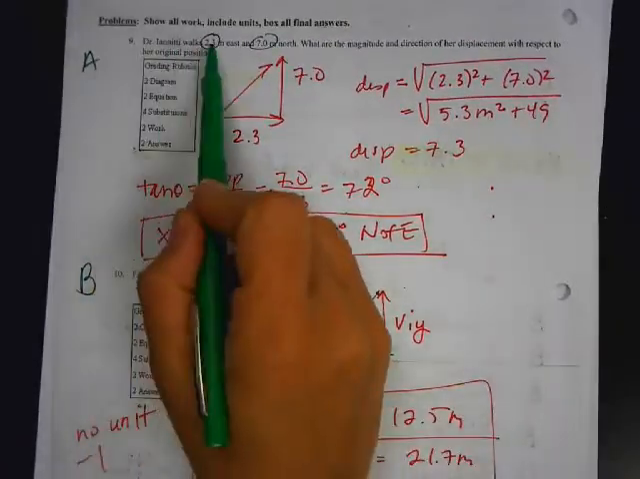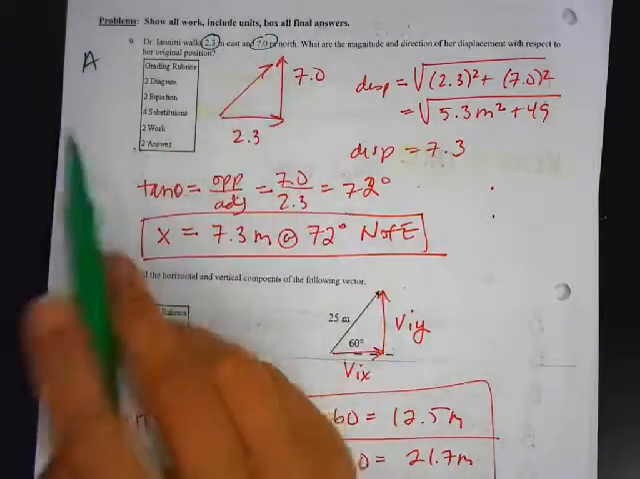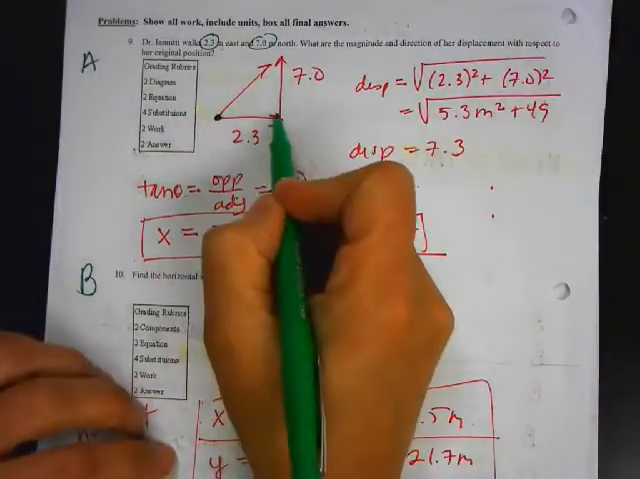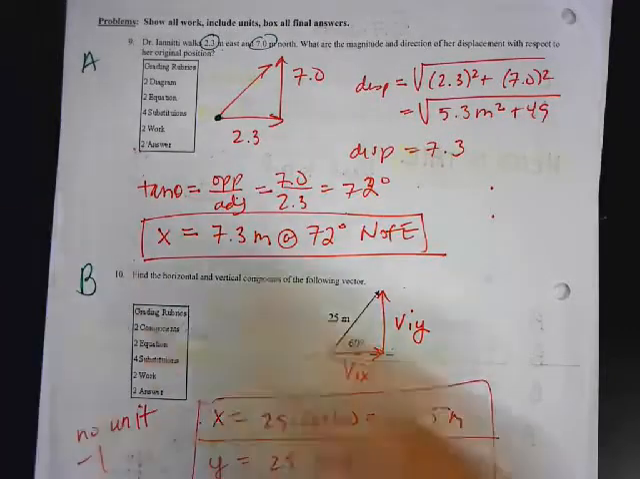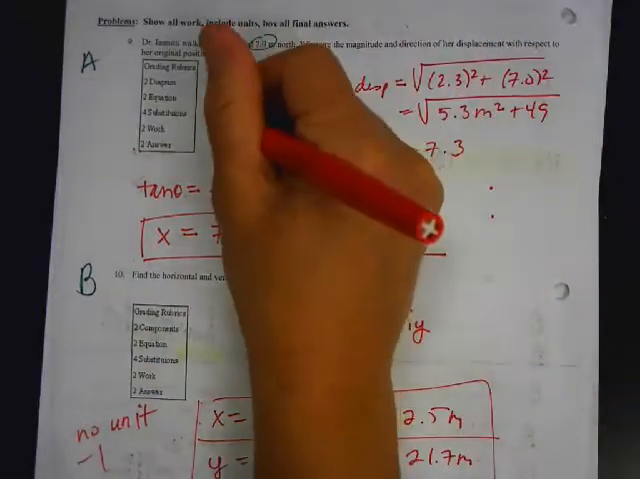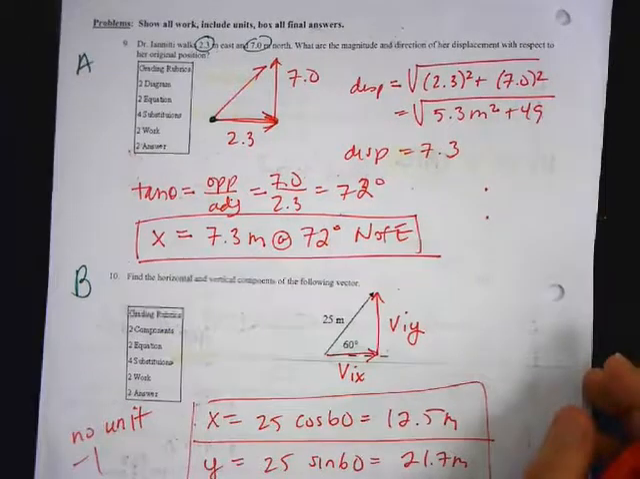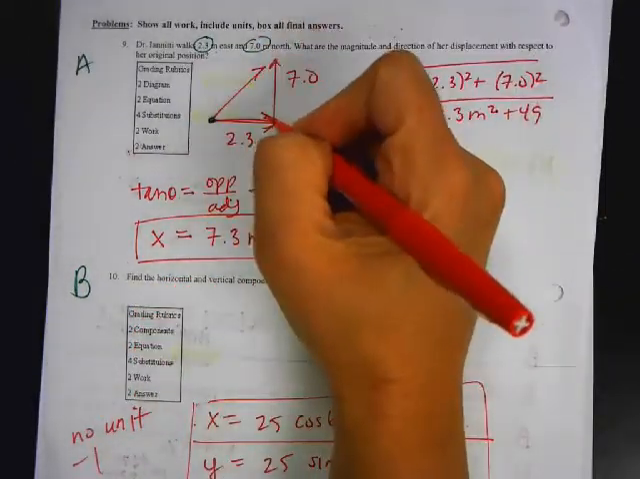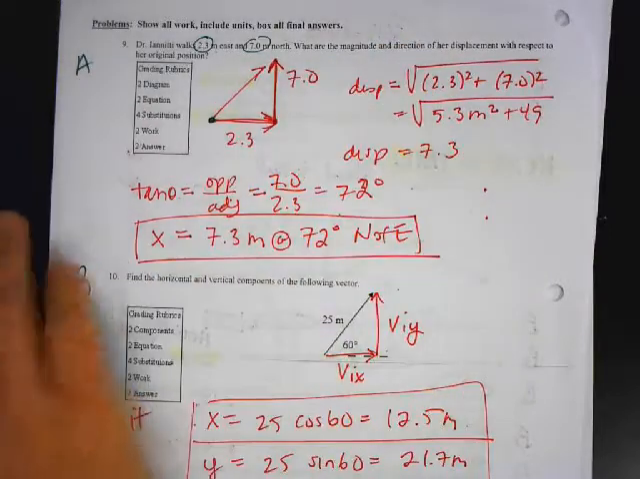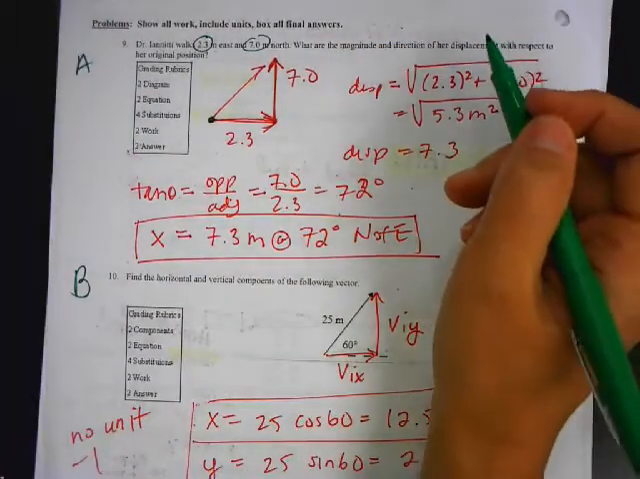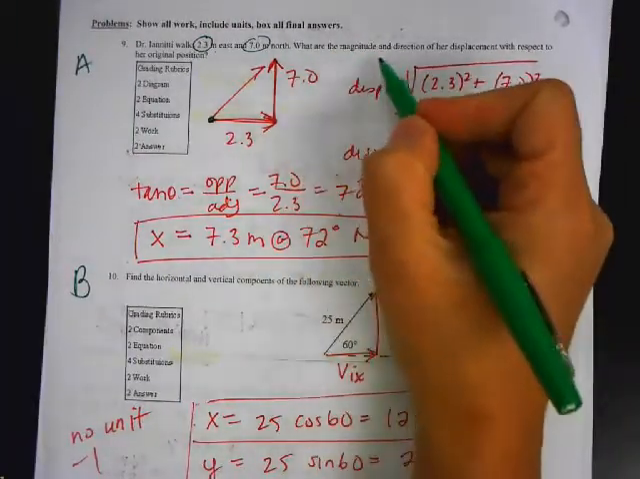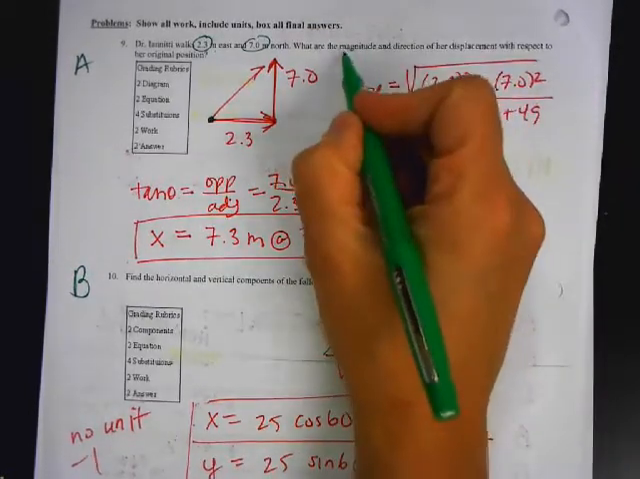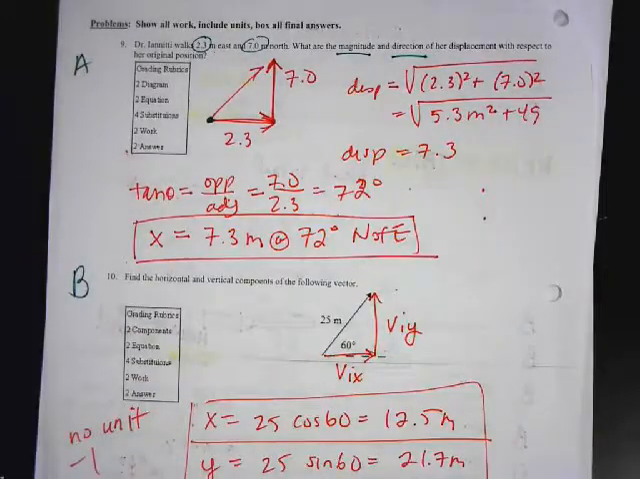So it says Dr. Ionetti walks 2.3 meters east. So what I did was I picked a starting point, and I drew she went 2.3 meters east, okay? Now you notice this is the work I drew for my quiz, so it's kind of messy, all right? Then it says, and then 7 meters north. So from the head of this vector, I did the tail of the other. What are the magnitude and direction? There's a typo there, grammar, of her displacement with respect to her origin. So I even say here magnitude and direction.